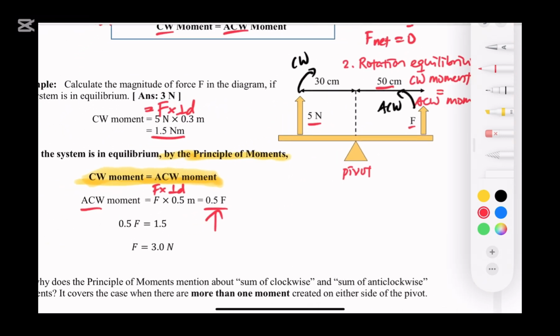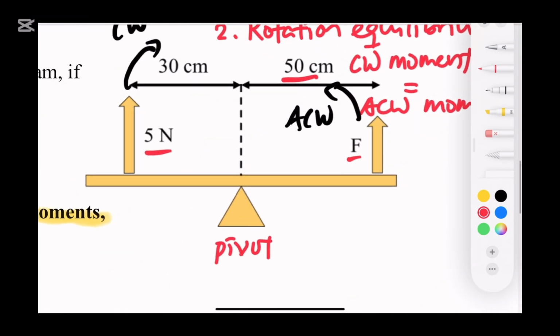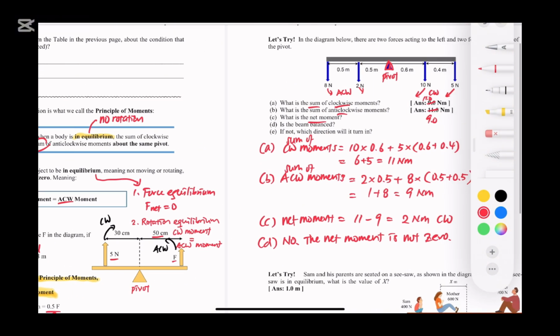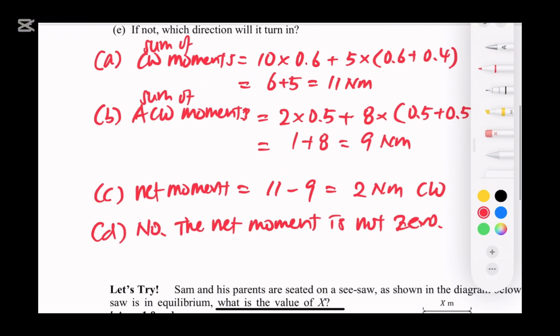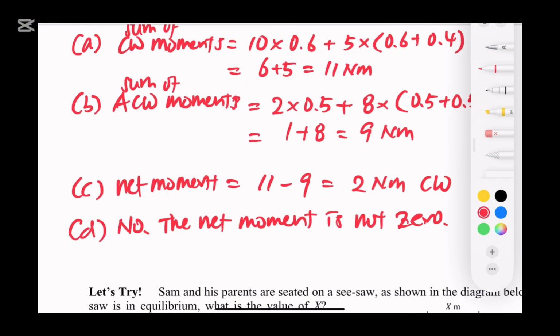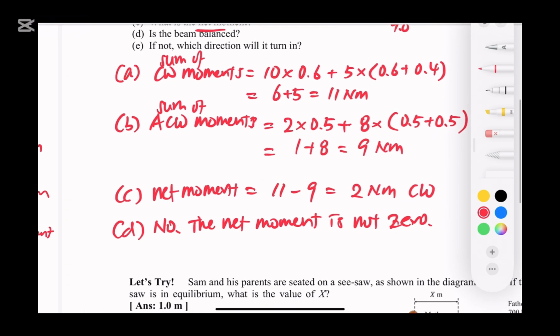In the previous question, the plank is in equilibrium because the clockwise moment equals the anti-clockwise moment. But in this case, the clockwise moments dominate. So you can imagine that the plank will now rotate, okay, in the clockwise direction. So if not, then how would it turn? Of course, in the clockwise direction.